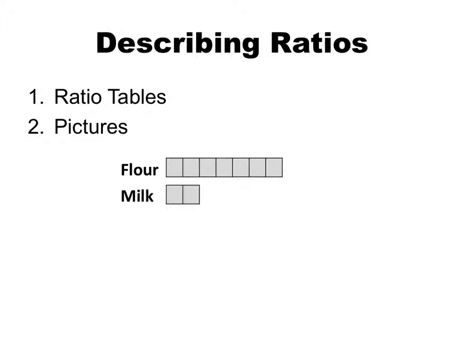Now, the book will talk about some other tools for describing ratios, like a double number line and some graphs. We're not going to talk about those in this lesson. We're just going to focus on ratio tables and pictures. And really in this section we're only using ratio tables. Later on we'll use pictures.